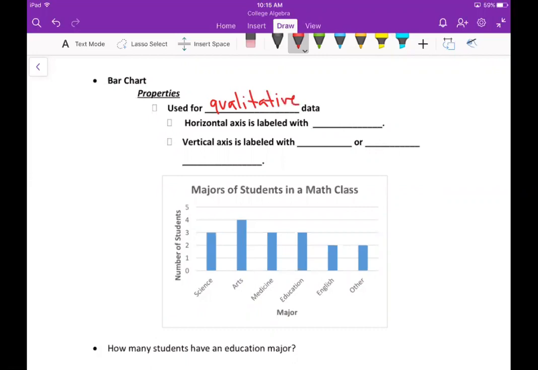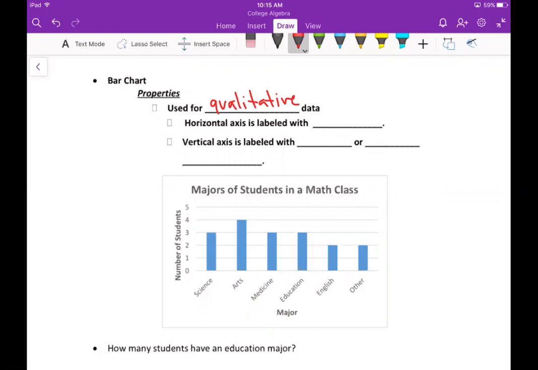What's different? Now I do recognize that this looks similar to a histogram, but it's used for entirely different data and it's actually very different from a histogram. The one visualization piece you'll notice is that these bars have space between them. That's the huge visualization difference between a bar chart and a histogram.